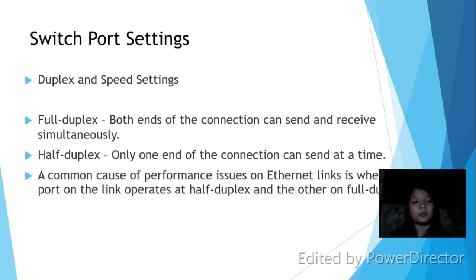A common cause of performance issues on Ethernet links is when one port on the link operates in half duplex and the other in full duplex. That is the common performance issue on Ethernet.